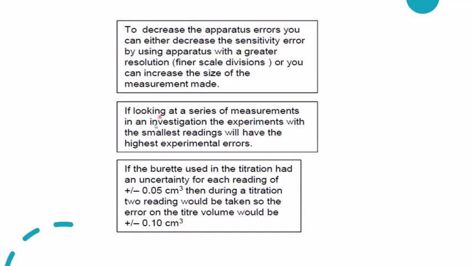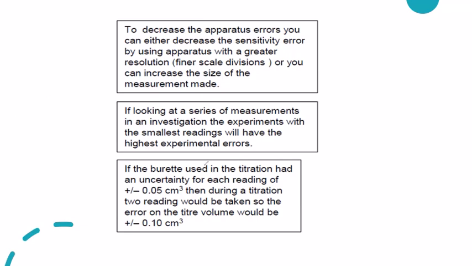Then if looking at a series of measurements in an investigation, the experiment with the smallest reading will have the higher experimental error. So when you have values like 20, 25, 30, the one which is the smallest value will have the highest percentage error.